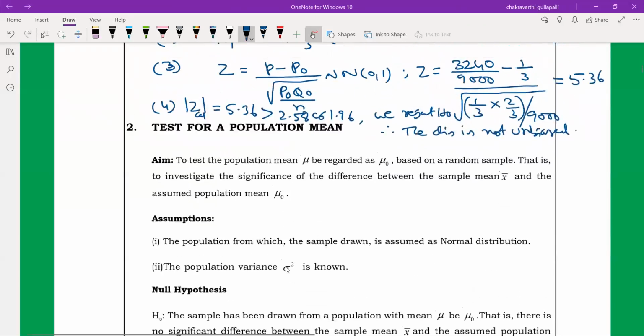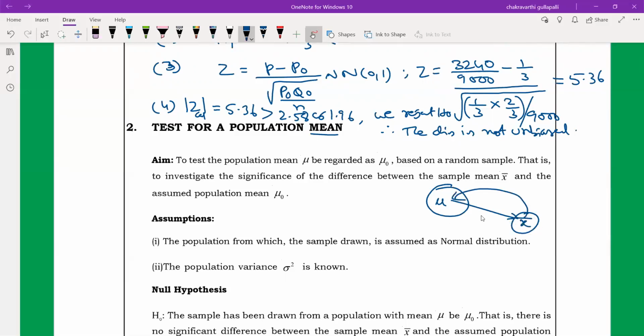Next, second test: test for single population mean. Test for mean is very, very important. For example, here is a population. We draw a sample. The population mean is mu. The sample mean, based on the collected sample observations, is x bar. Estimate mu using x bar.